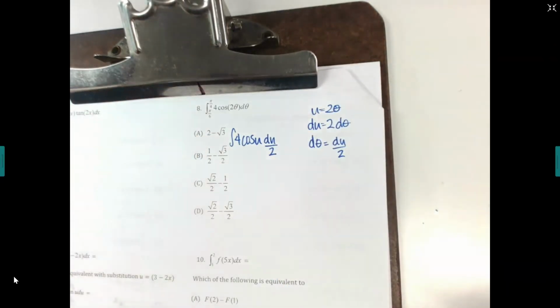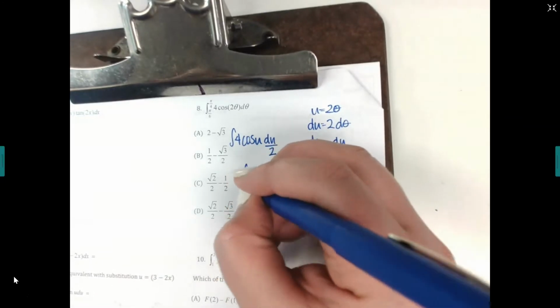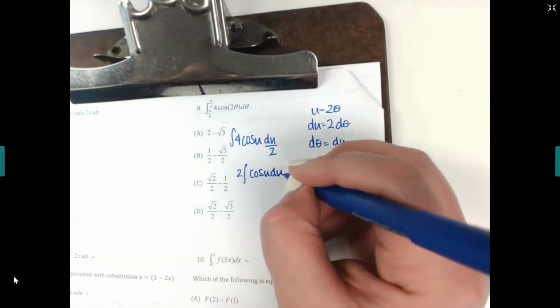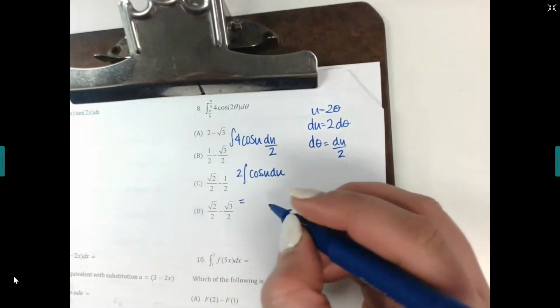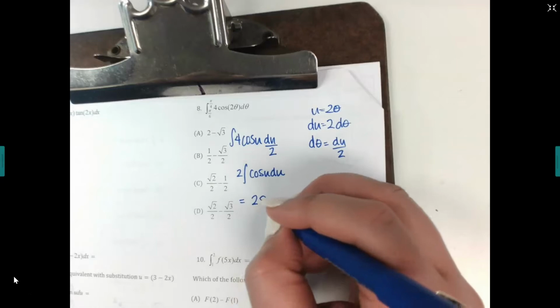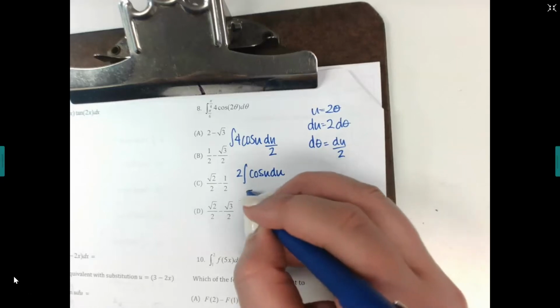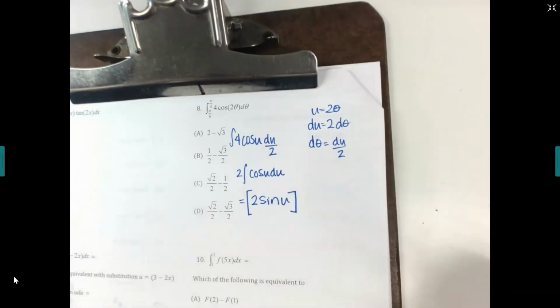The 4 divided by 2 can come to the front. What's 4 divided by 2? 2 integral cosine u du. And then what's the integral of cosine? Regular sine. Now, at this point, you have a choice. I like changing my endpoints. That's how I'm going to do it. But if you bring this back to be a 2 theta, then you can use the original endpoints. Nobody cares. Okay, but I like plugging it in and changing them, so that's what I'm going to do.